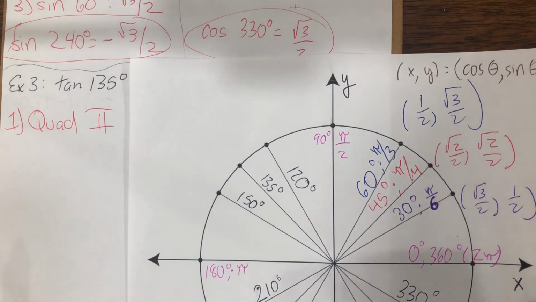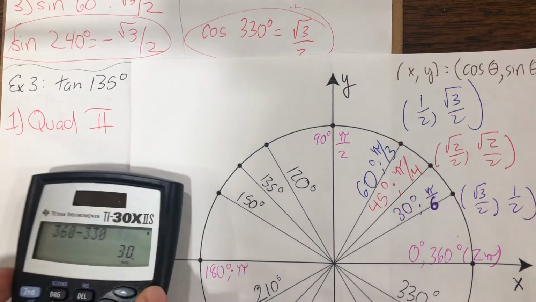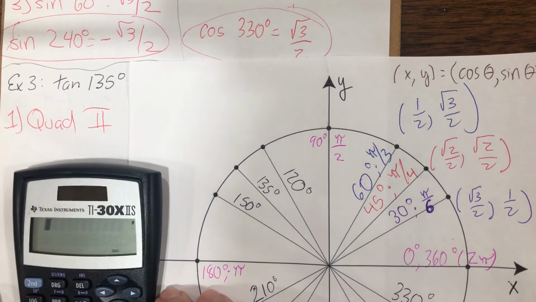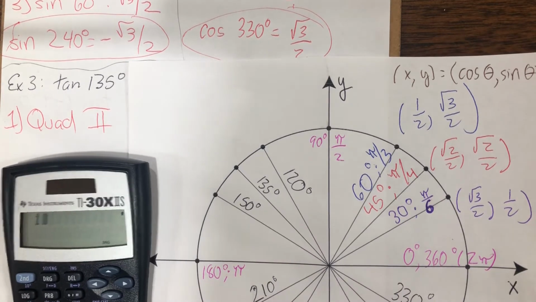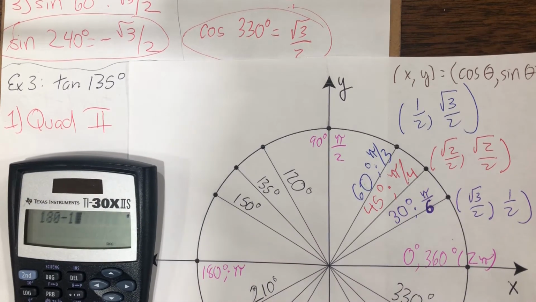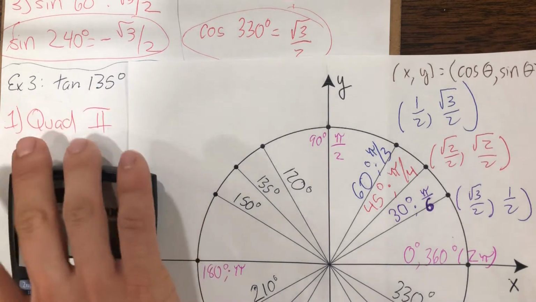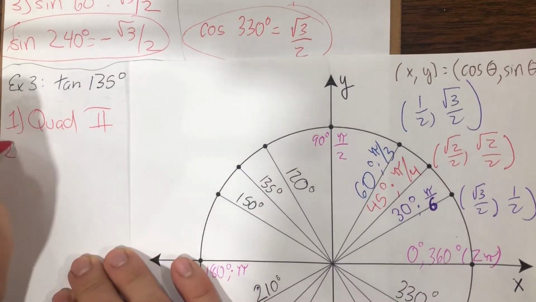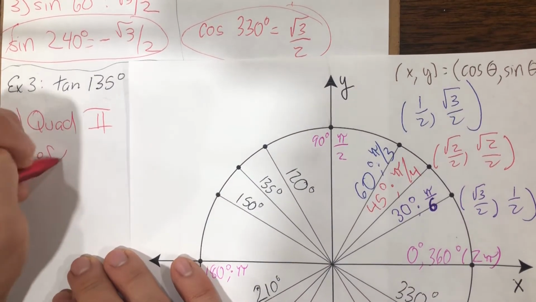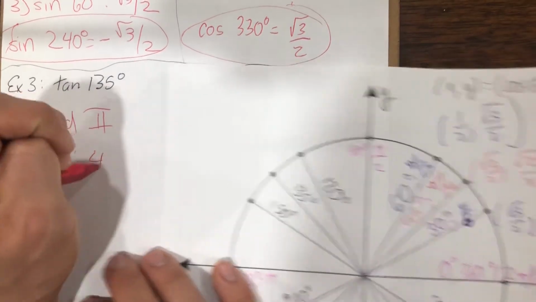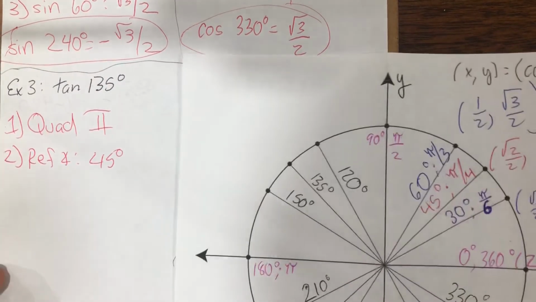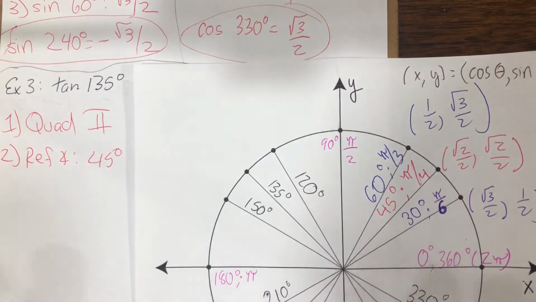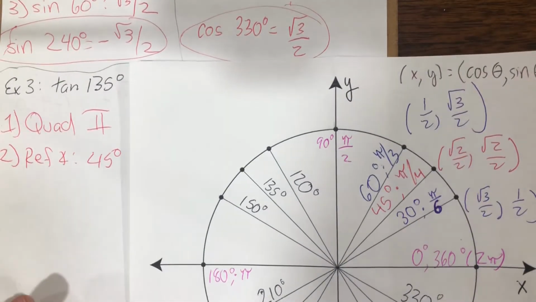All right? So I'm going to take my calculator and evaluate my reference angle. I have 180 and I'm going to subtract 135. I get 45 degrees. So my reference angle for 135 degrees is 45 degrees. All right. So now what I'm going to do is the copy and paste format.